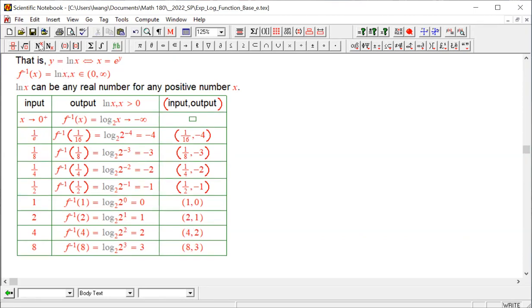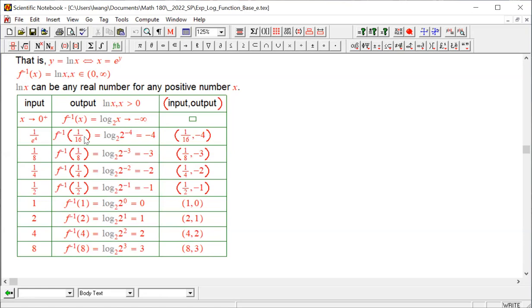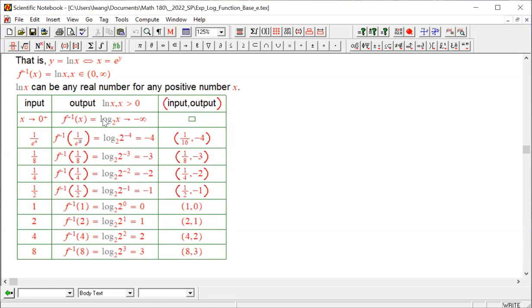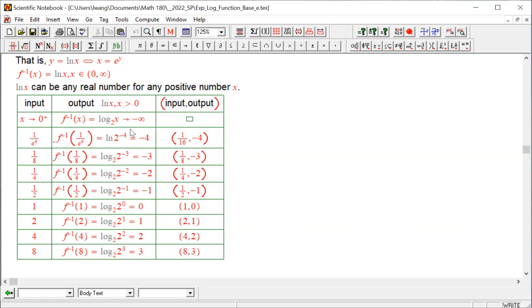Here, we choose e to the power -4, or 1 over e to the 4. That's a number which is very close to 0 but larger than 0. And that's going to be ln of e to the power -4, so the output is -4. You can see from these three examples, base 2, base 3, base e, that because I have so many choices, I choose the number that's easier for my calculation.